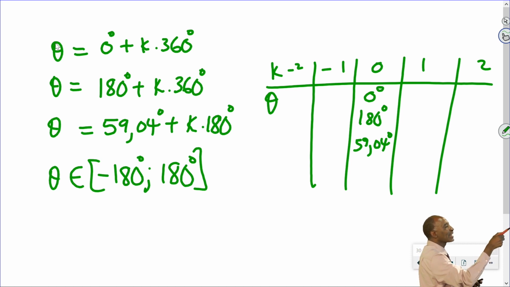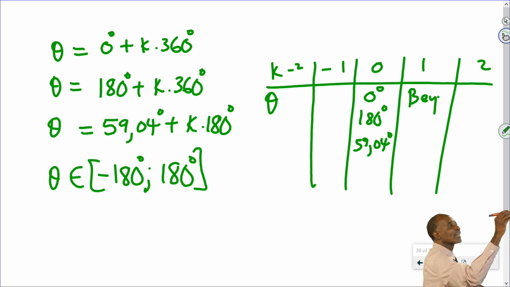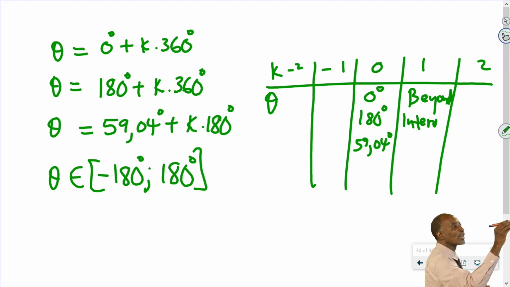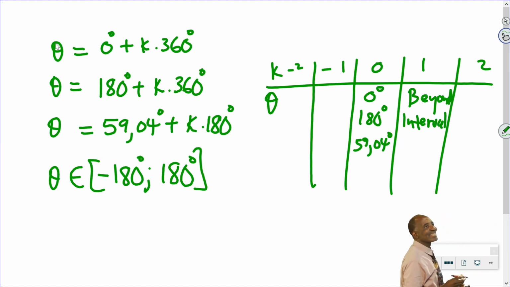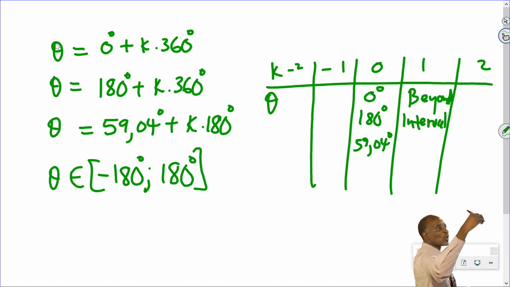When k is 1, all of them are outside. So all these won't be taken. They are beyond the interval. So I'm not going to list them. When k is 2, it is even worse. I'm not going to continue that side.